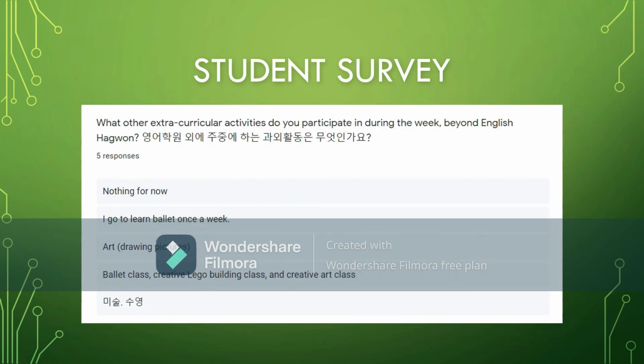Next, we talked about their extracurricular activities. Art was popular. They also mentioned ballet twice. Because these students are so young, I like that their extracurricular activities are fun and they're not being sent into another academy that may stress or overwhelm them.